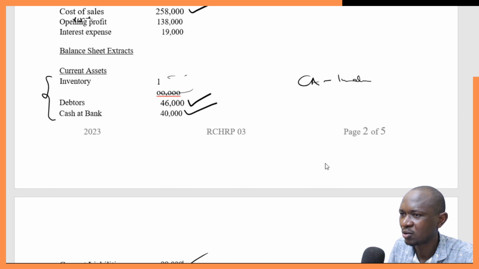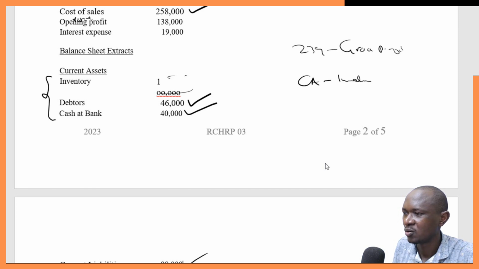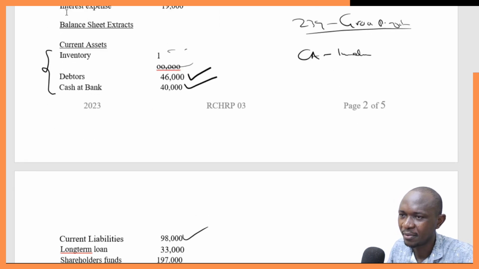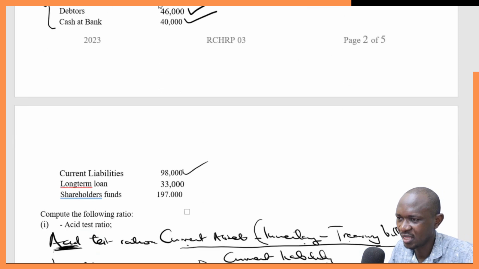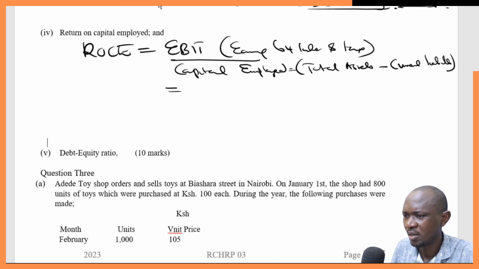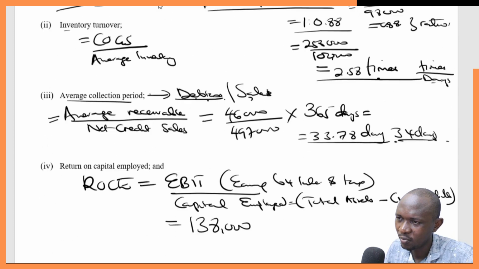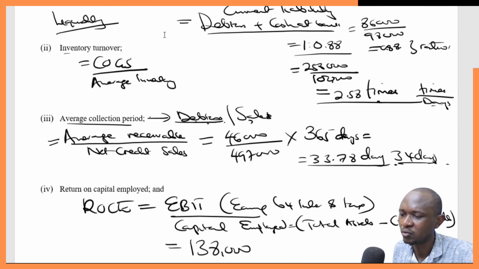Because if we less cost of sales from the sales, we get to 39,000. This is supposed to be our gross profit. So possibly when we less the expenses, that's when we get now 138,000 as our operating profit. So we'll assume this is our operating profit. Of course they have not deducted the interest expense, so we'll retain it at that. So 138,000 EBIT, earnings before interest and tax. That is now the profit that should be subjected to interest and tax.